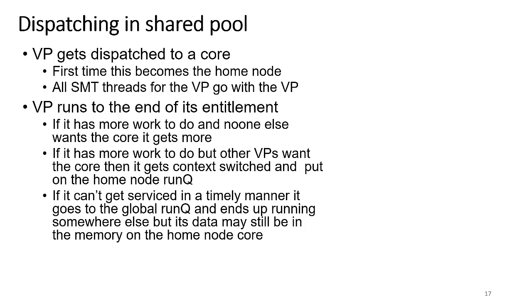If it has more work to do, but other virtual processors want the core and they haven't run, then it gets context switched and it gets put back on that home node run queue. If it can't get serviced in a timely manner, it then gets put back onto the global run queue and it could end up running on a different core. But its data might still be in the memory on that home node core. So that's important to understand because this is not something that happens with dedicated cores.